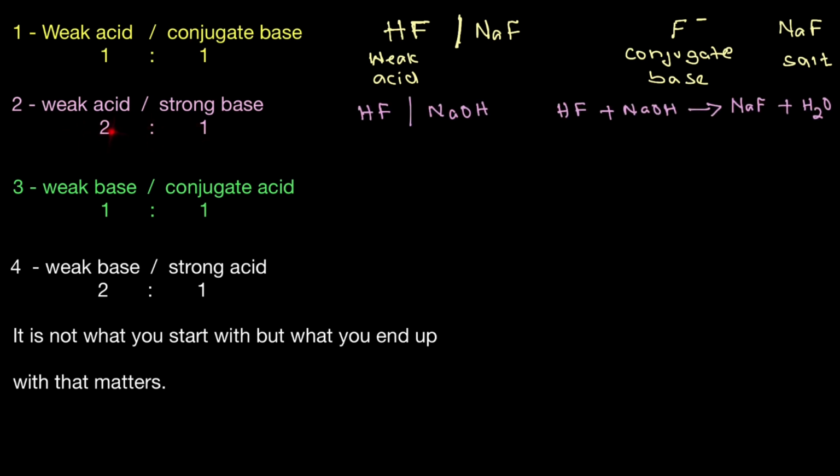For number 2, weak acid, HF, and strong base. The strong base will be sodium hydroxide, and HF plus sodium hydroxide will give sodium fluoride and water. So we got the weak acid that we need, and the conjugate base, NaF, as the salt. Remember the ratio is 2:1, so we got 2 of HF and 1 of NaOH, 0, 0 in the beginning.